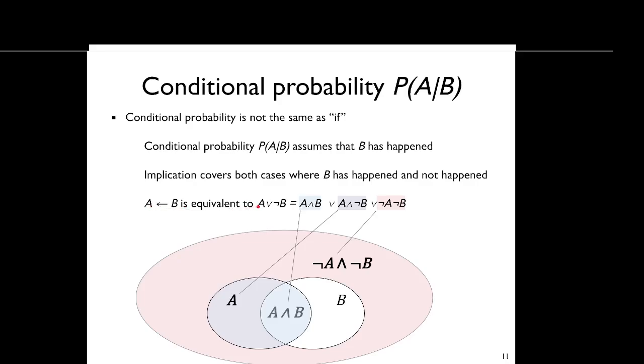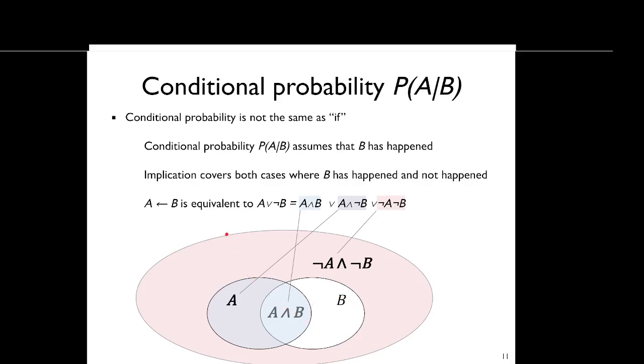By logic, we can specify this also as A or not B, and this is equivalent to A and B, or A and not B, or not A, not B. So essentially, we have A and not B over here, we have A and B over here, and we have not A and not B over here. So we exclude essentially everything but this part.